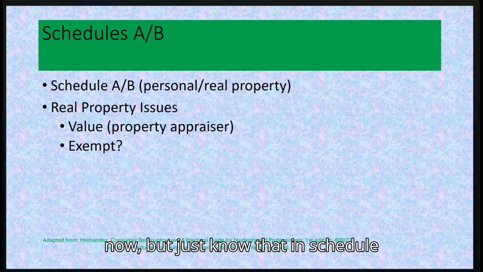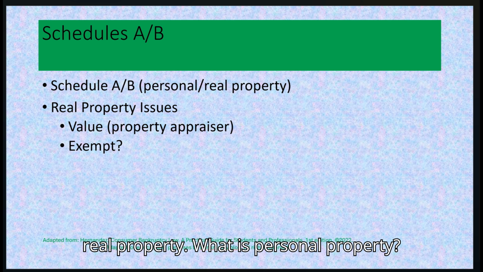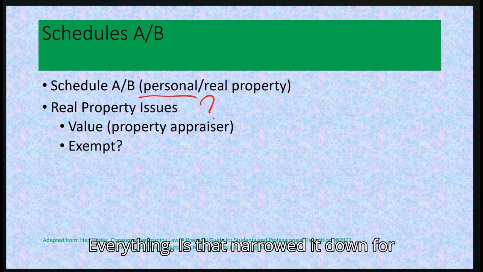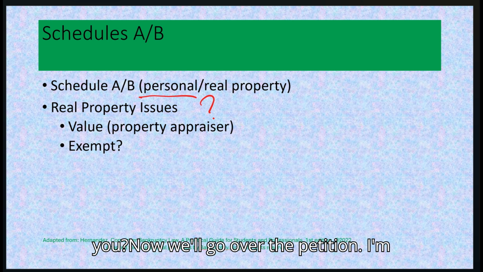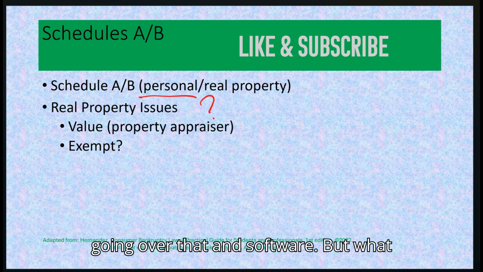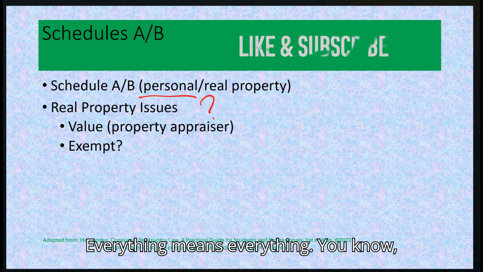But just know that in Schedule A/B is where you're going to list everything. You're going to list the personal property. You're going to list real property. What is personal property? Everything. Does that narrow it down for you? Now, we'll go over the petition. I'm going to do separate videos on that, just going over that and software. But what I'm trying to say is, everything means everything.